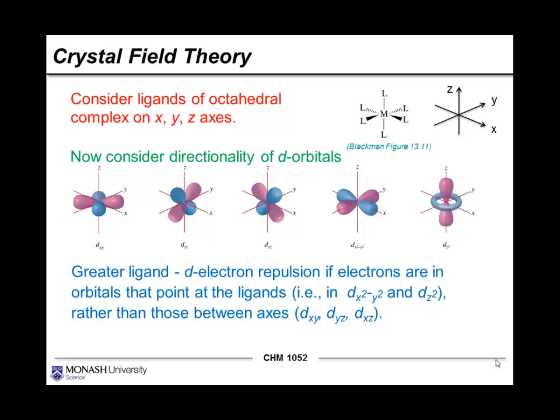In other words, we have greater ligand to d electron repulsion if electrons are in the orbitals that point at those ligands, that is the dx squared minus y squared and dz squared, rather than those between the axes, the dxy, dyz, and dxz.